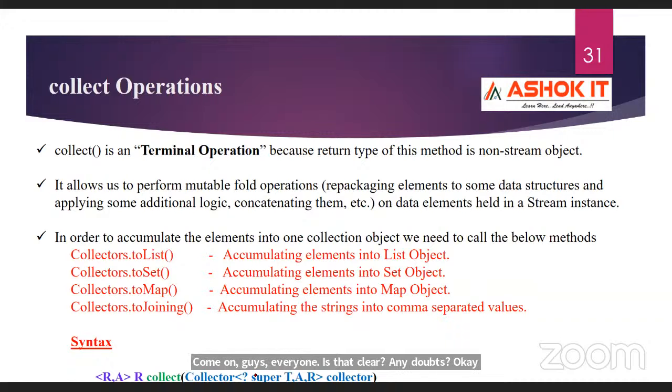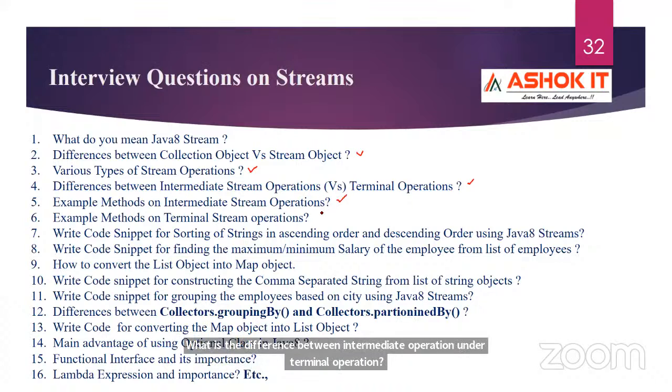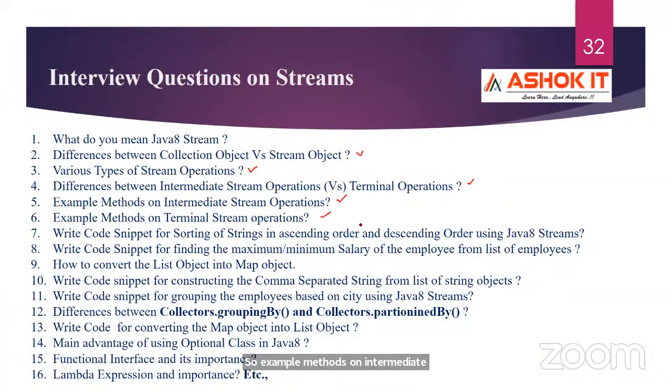Okay. So these are some of the interview questions on Java 8 streams. What do you mean by Java 8 streams? What is the difference between collections and stream objects? What are the various types of stream operations? What is the difference between intermediate operation and terminal operation? Example methods of intermediate operations and example methods of terminal operations. So up to these 6 questions, are you able to answer, everyone?